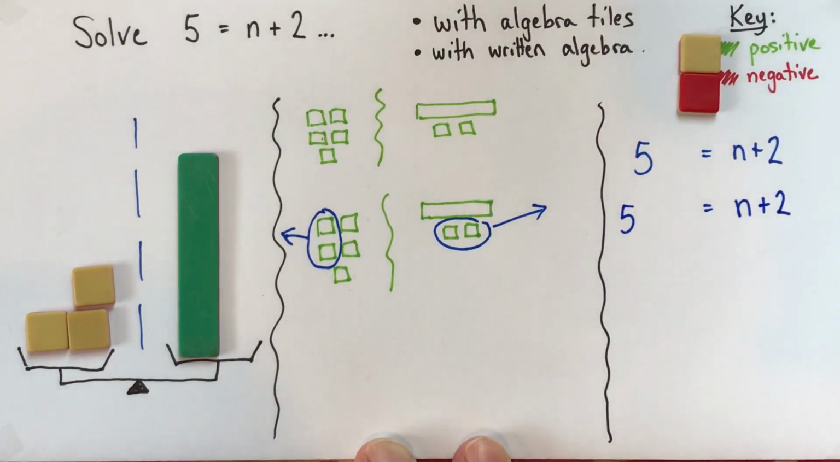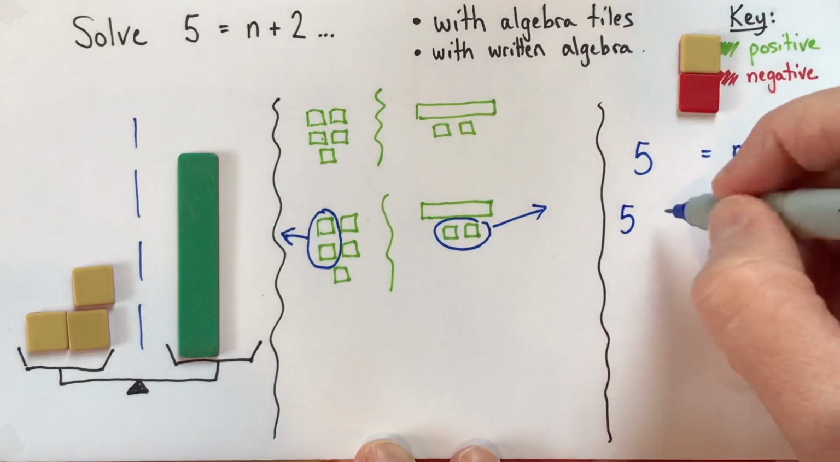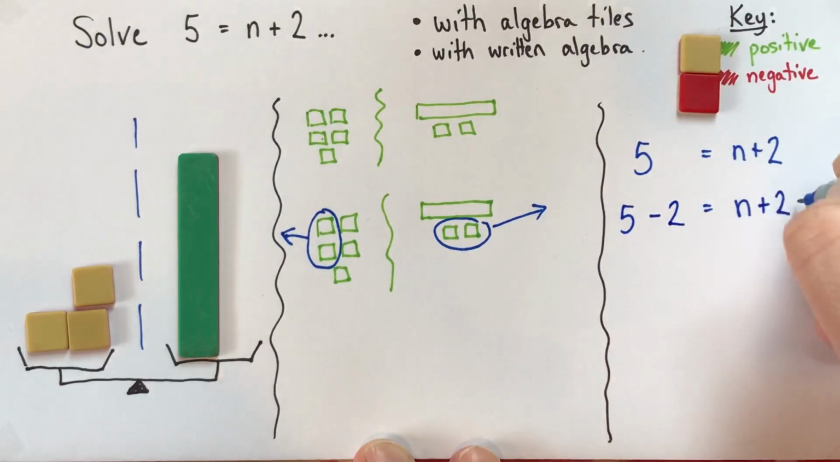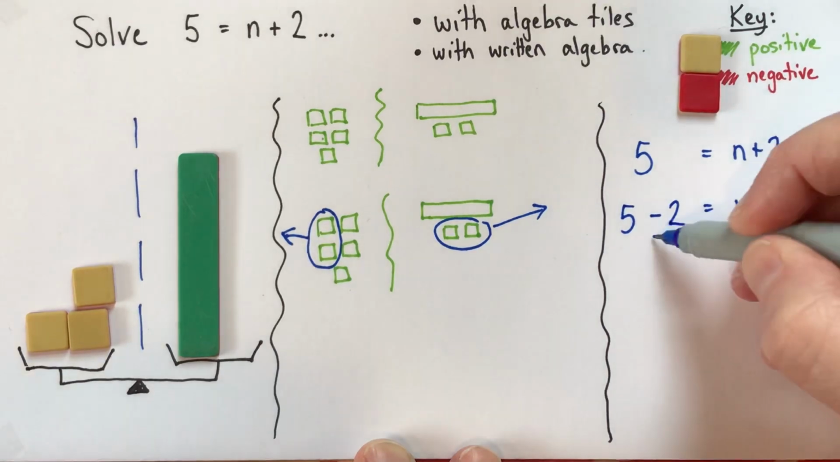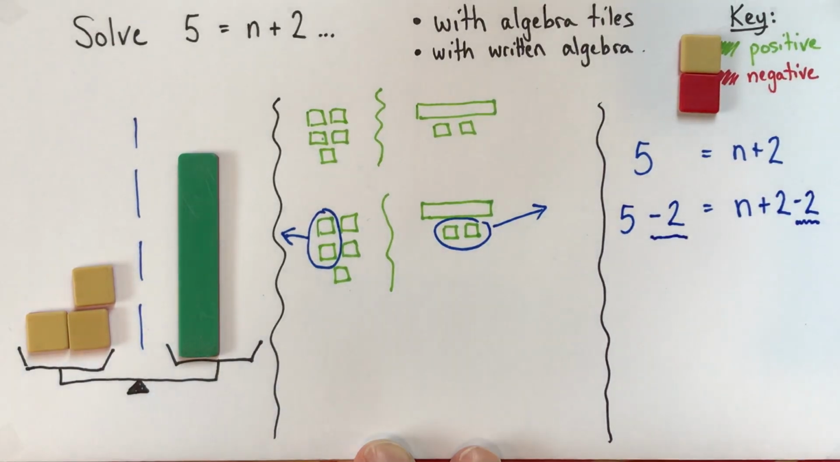Okay, so we subtracted 2 from both sides. So I'm going to write that down. We subtracted 2 and we subtracted 2. Maybe what I'll do is just underline what we did. That's the new thing there. All right. And now with our algebra tiles, we're finished. We don't need to do anything else there. But for our drawing and for our equation, we should write down what we've got.